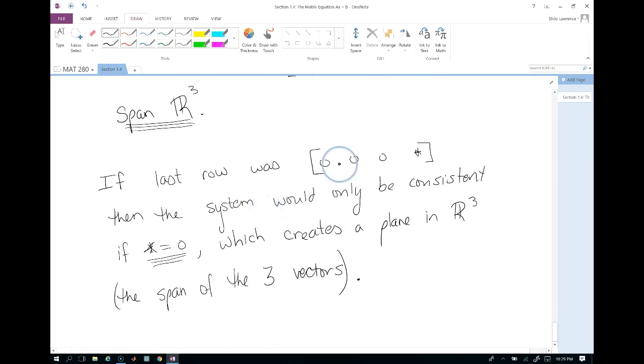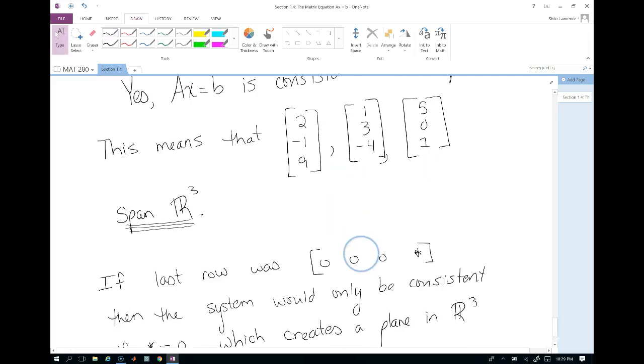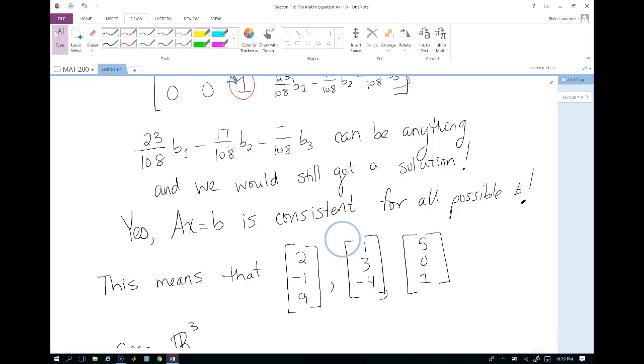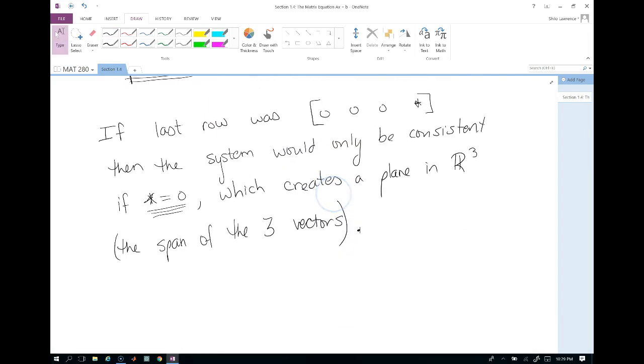If that last row was 0, 0, 0, then the only way it would be consistent is if the last value was also 0. Well, that last value, remember, was our really complicated B equation. So what we end up getting is an equation with three variables set equal to 0, and that's the equation of a plane in three-dimensional space. So our vectors that we started with would only span that particular plane in three-dimensional space.